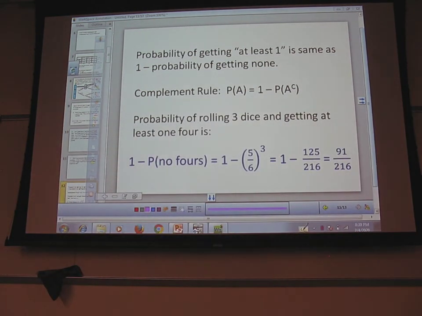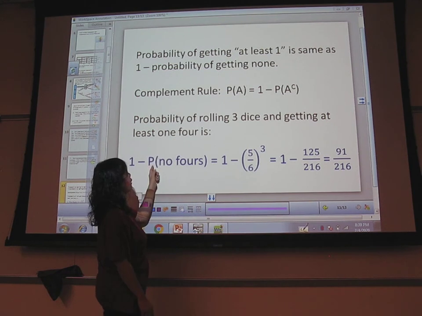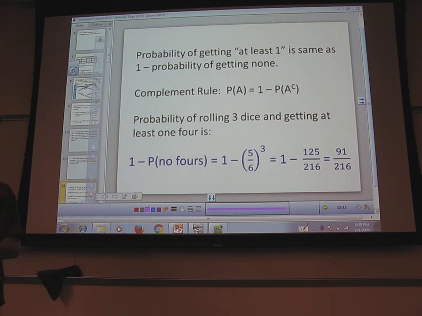So either I have at least one sibling, or I have no siblings. Make sense? Either I have at least $1 in my pocket, or I have none, no dollars. So at least one is a complement of none. So I have either at least one 4, or I have no 4s. It's a lot easier. You guys remember this from last class? If I roll the dice 3 times, at least one 4 means I can have one 4, 2 4s, or 3 4s. And there's 7 different ways of doing that.